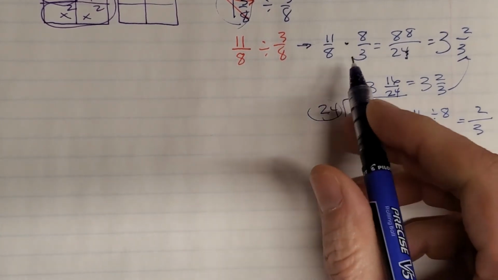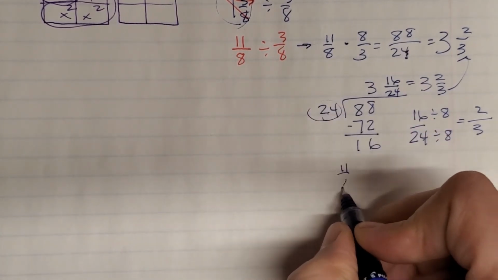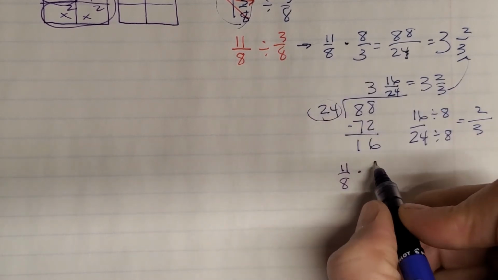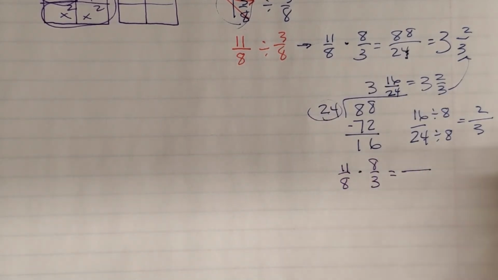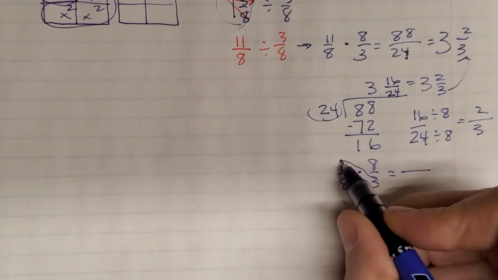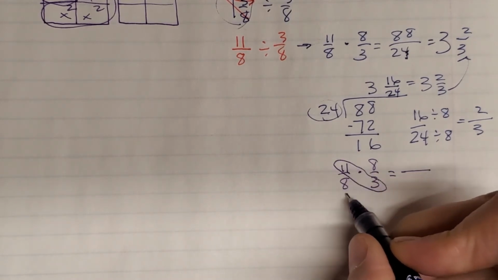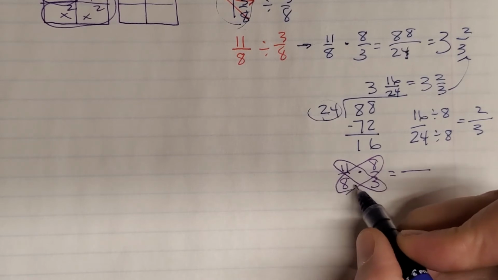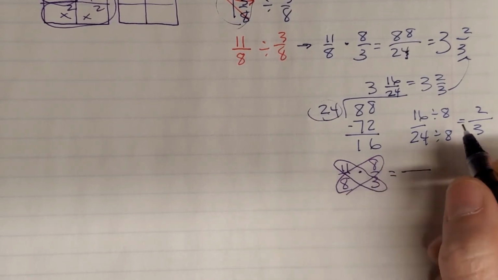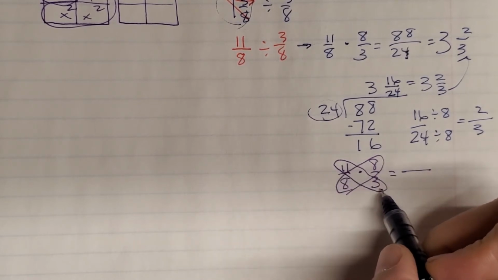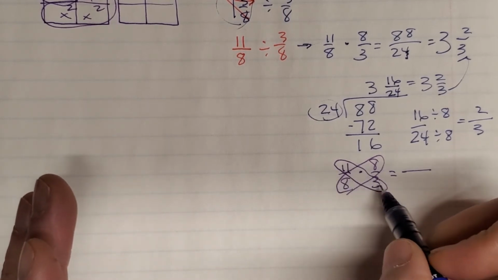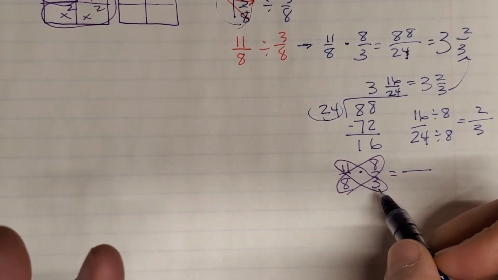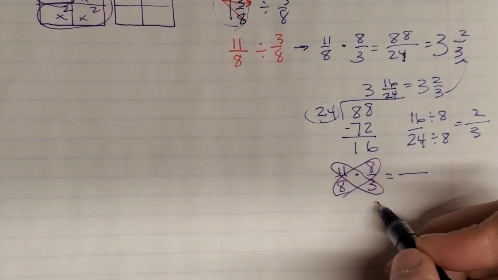Okay? So we had 11 over 8, and we multiplied it by 8 over 3. Okay? You can simplify before you multiply if you look at these crossways. Do the 11 and 3 share a factor? I'm going to say no really quick, only because they're both prime numbers. So those ones are going to have to stay the same.